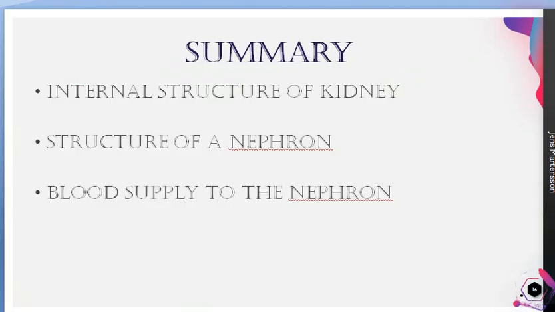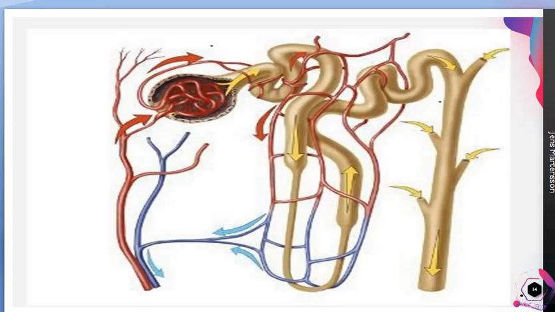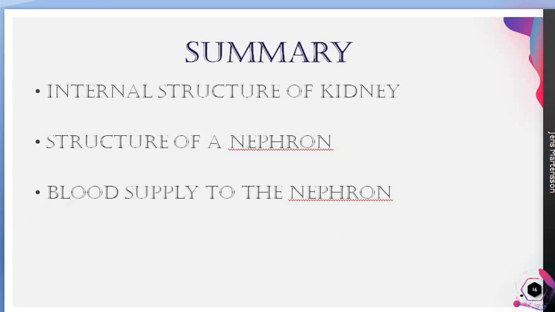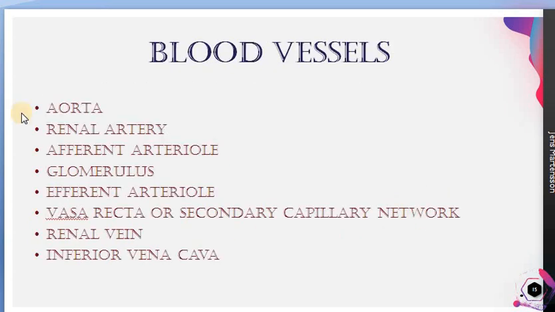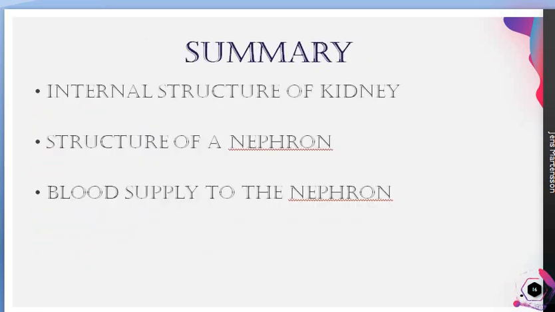Yes, so we can go with the summary. Today we have learned about the internal structure of kidney, and then we learned the structure of a nephron. And then blood supply to the nephron. Yes, we learned that. This is the pathway. So we learned about the blood supply of nephron too. And we discussed about ultrafiltration, but no problem, next class again let me start with ultrafiltration.